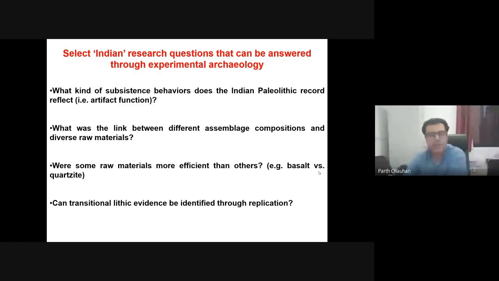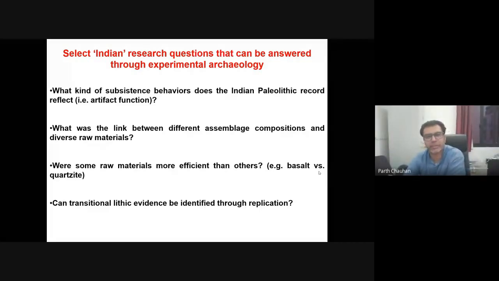And can we also understand or generate transitional lithic evidence through replication? From getting a knapping sequence and making different tool types, advancing our knowledge and skill over time, can we understand transitions between technologies by replicating and learning from our own experiences?